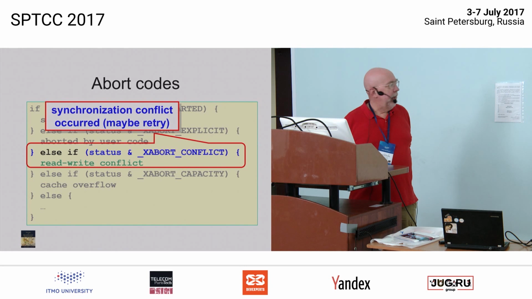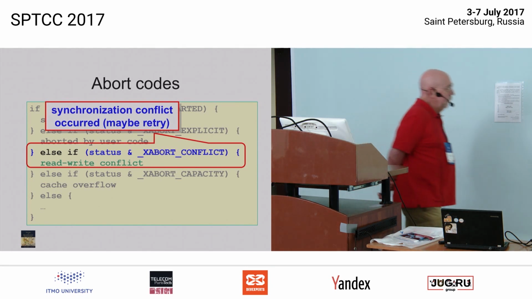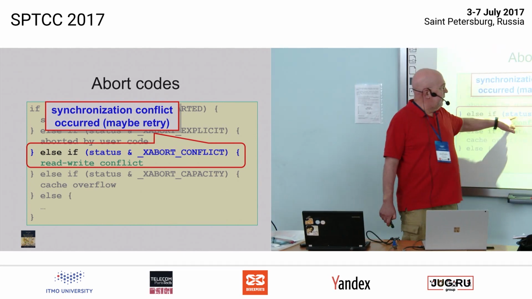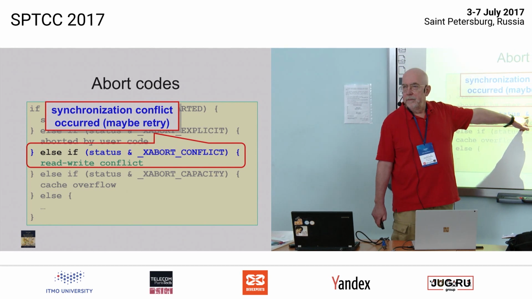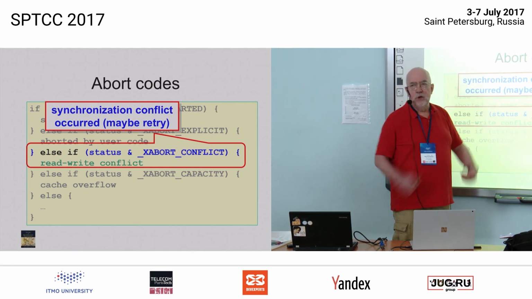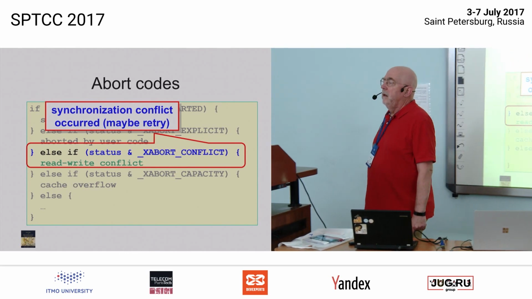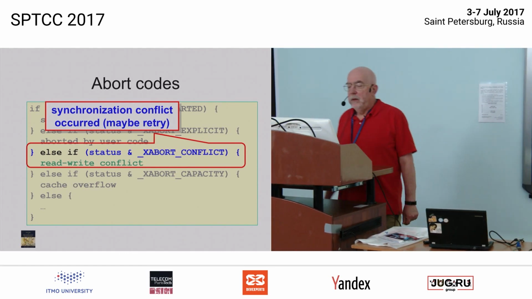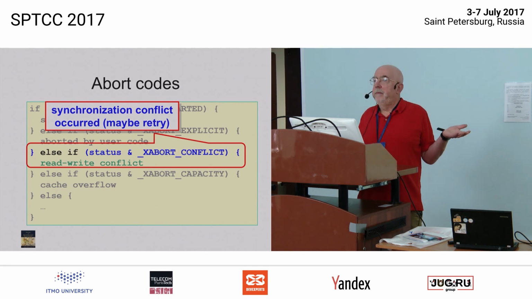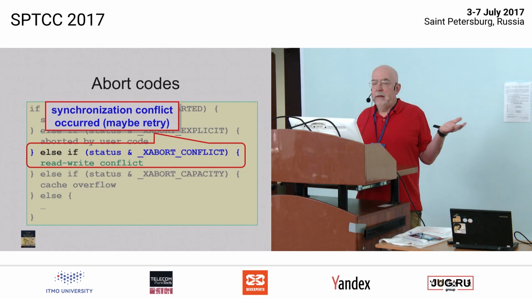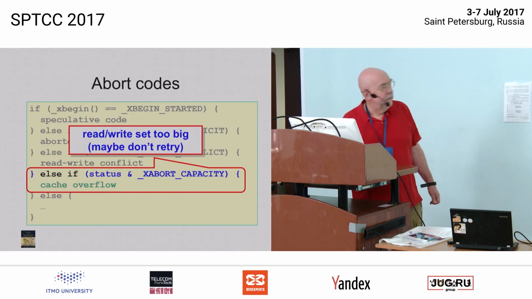It could be that a synchronization conflict happened. So this says, I'm going to take my status and I'm going to check the conflict bit. So this is a bit masking operation. And I could say, well, if there was a conflict with another transaction, then I should probably try again. Because unless there's a lot of contention, the next time I try, this will succeed.